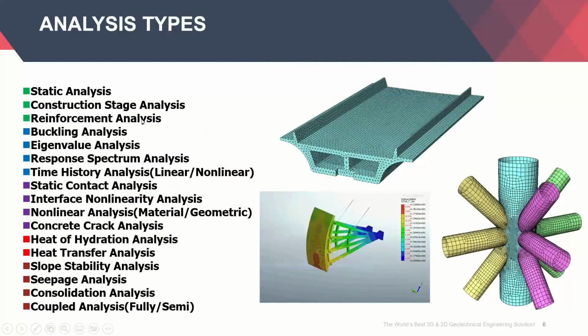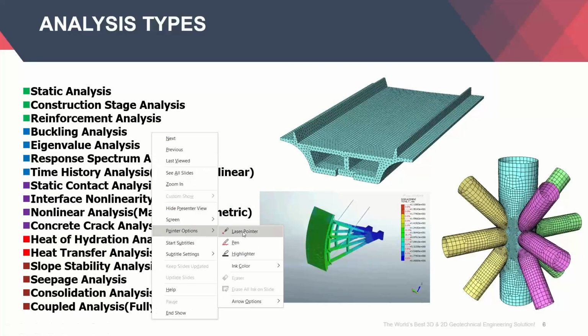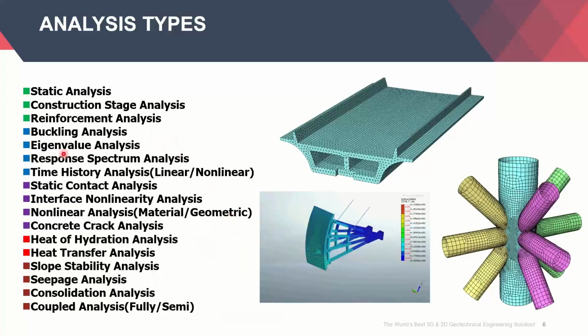In terms of analysis, you can go for a static or a nonlinear static analysis, construction stage analysis, then reinforcement and buckling analysis. Then we have the dynamic analysis part where we have the eigenvalue and the response spectrum analysis, the time history analysis, which contains ground acceleration data from previously happened earthquakes. Then you can have contact analysis. Then you have concrete crack analysis, the heat of hydration analysis, and heat transfer analysis.